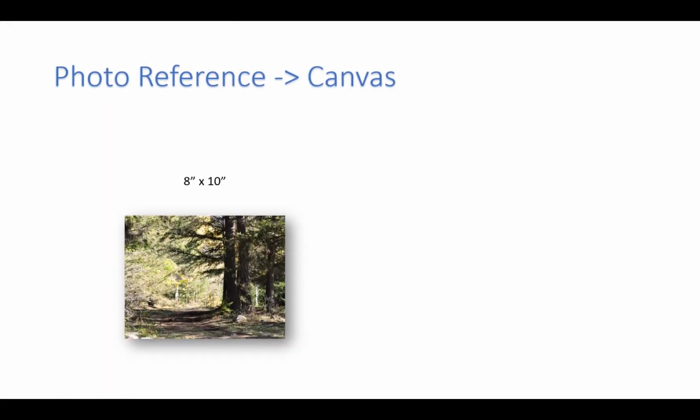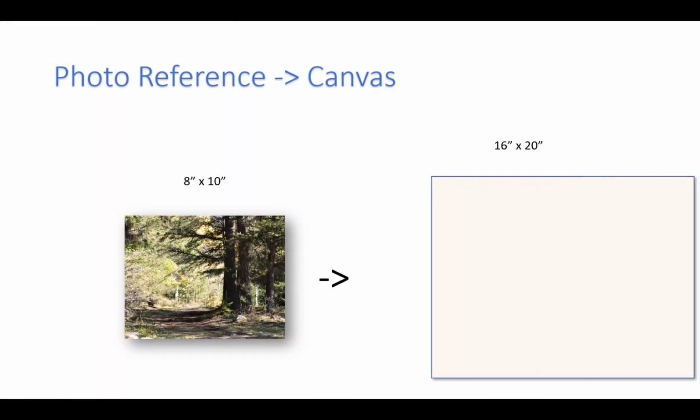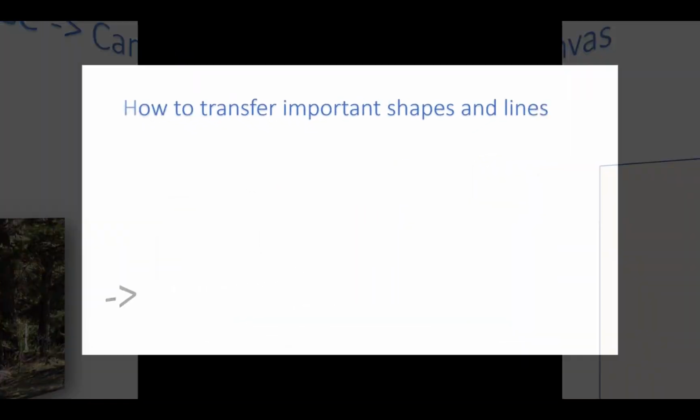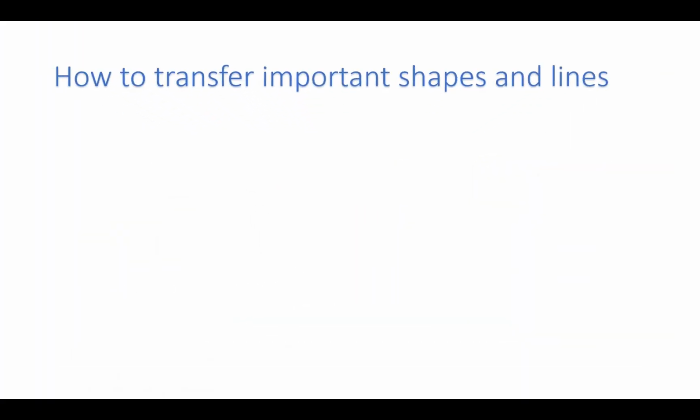So now we have a photo reference that is the same ratio as our canvas. In this example, the photo reference is 8 by 10, and the canvas size is 16 by 20. The ratio is 4:5. So how do we get the key information from the image to the canvas? There are two popular methods. The first is the gridding method, and the second one is using transfer paper.